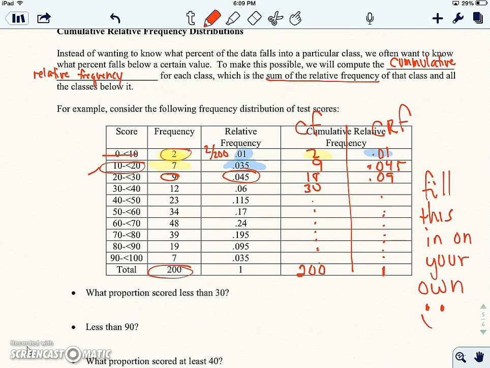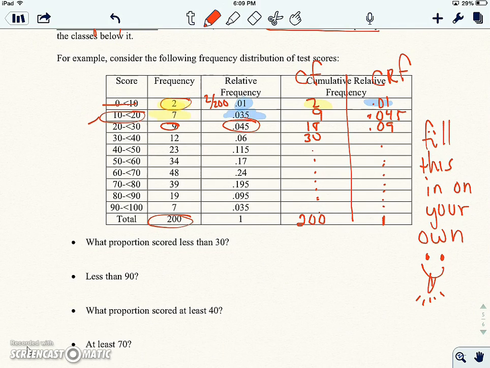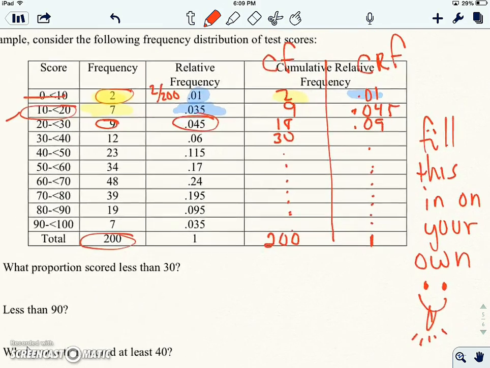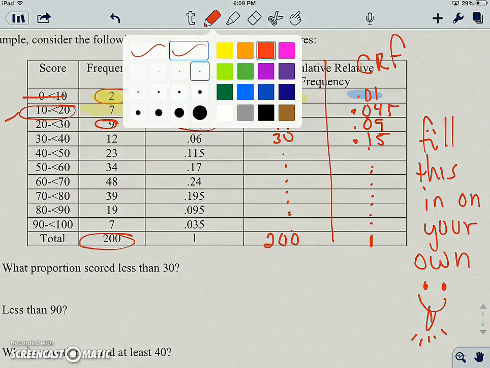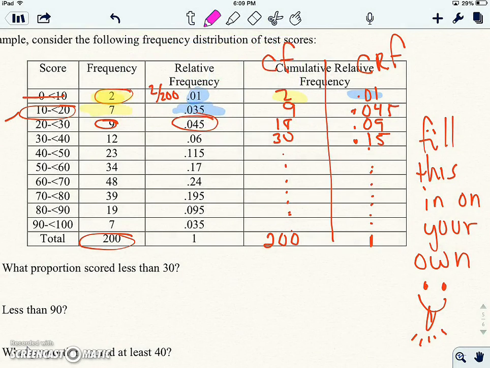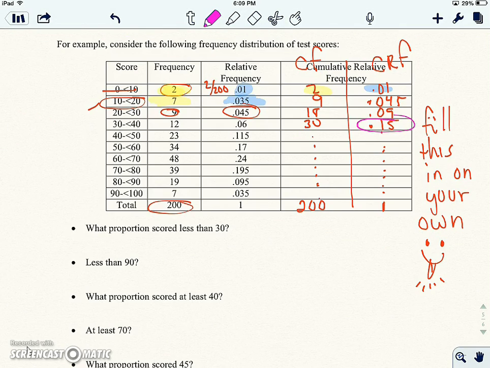Okay. And then we could ask some questions, okay? What proportion scored less than 30? Well, I'll do one more and say at 30 we had 15. What proportion scored less than 30? Well, including 30 was 15%, so the proportion that scored less than 30 was 0.09, or 9%.